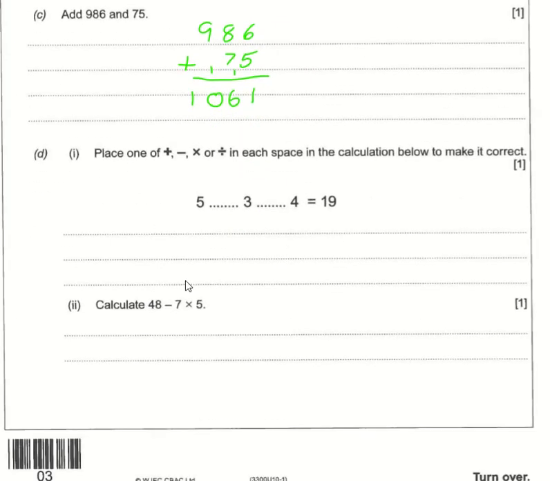And the final question, there's two more, part D. It says place one of the add, subtract, multiply or divide in each space in the calculation to make it correct. So it's a question of trial and error really. 5, if I put minus there, 5 minus 3 is 2. I could then multiply it by 4, 2 4s are 8. That wouldn't work. So what about 5 plus 3?